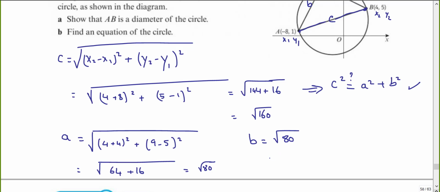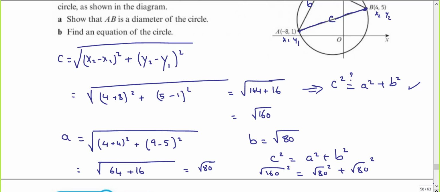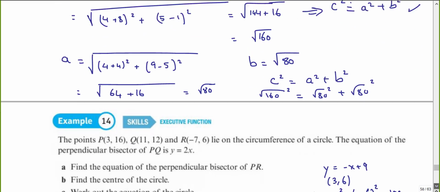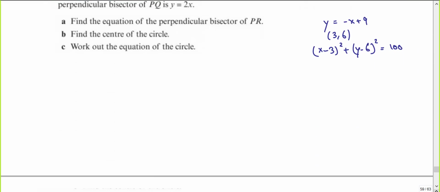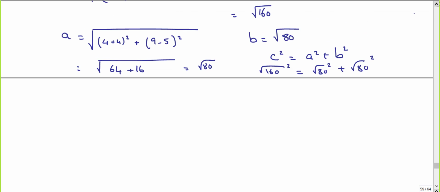Then you test. Is C squared equal A squared plus B squared? Is root 160 squared equal root 80 squared plus root 80 squared? Is it? 160. Is it true or not? Is this true? Yes, it's 160, equal 80 plus 80. Yes, true.